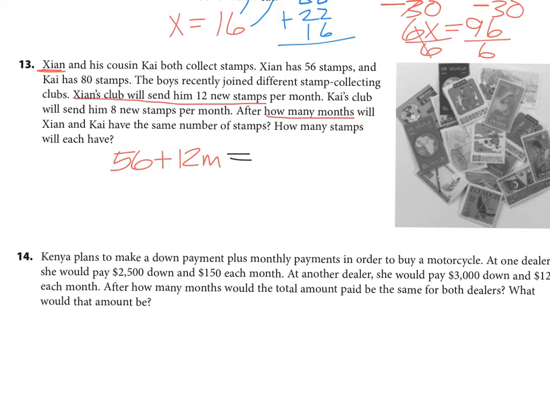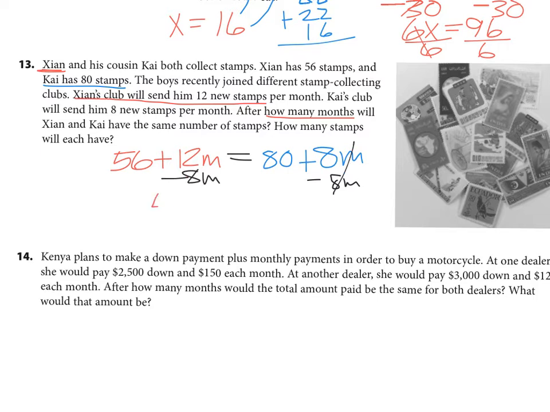so they're equal. So I'm going to use blue for Kai. So it says Kai has 80 stamps, and then Kai gets 8 stamps per month. Alright, so we have a variable on both sides. So now, what do? I always try to move the smaller variable, so I'm going to subtract 8m from both sides.